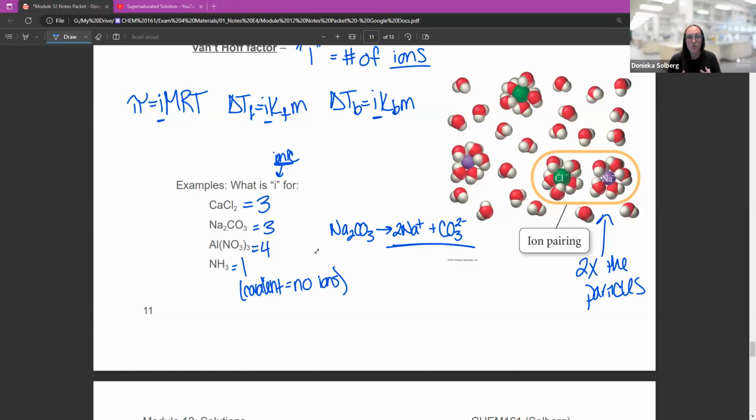So the more particles you get in dissolving things, the more it will affect those colligative properties. Aluminum nitrate would actually affect the boiling point or the freezing point 4 times more than dissolving 1 particle of NH3. So those ionic compounds are really important, which is why we use salts on the road. We actually don't use NaCl, although we use some, but it has a Van Hoff factor of 2. We actually use things that have Van Hoff factors closer to 3 so that it can affect that freezing point a little bit more.